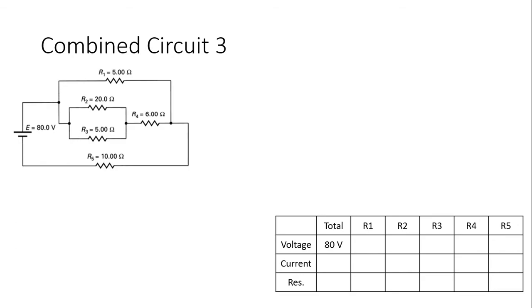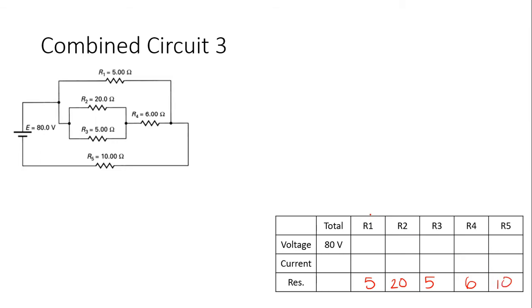Let's do one more example. Ramping it up even more. I don't think we've done one like this. So we have a lot going on in this picture. First, I'm going to fill out my table. R1 is 5. R2 is 20, R3 is 5, R4 is 6, and R5 is 10.